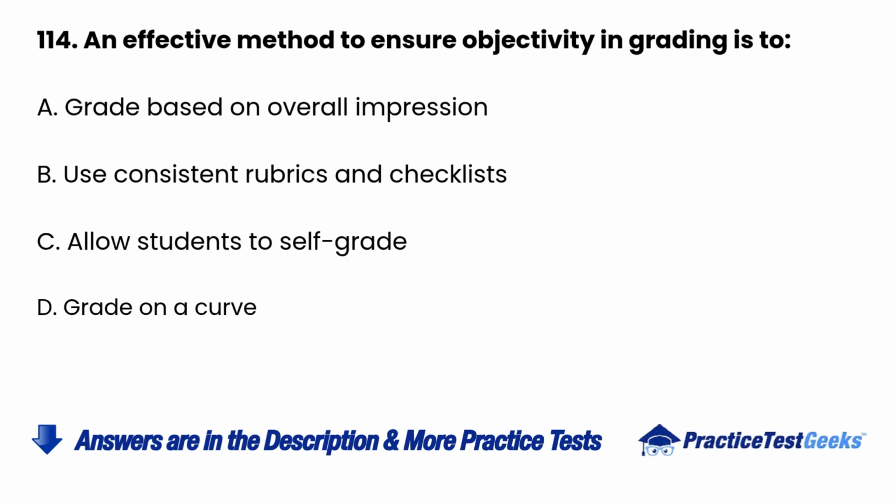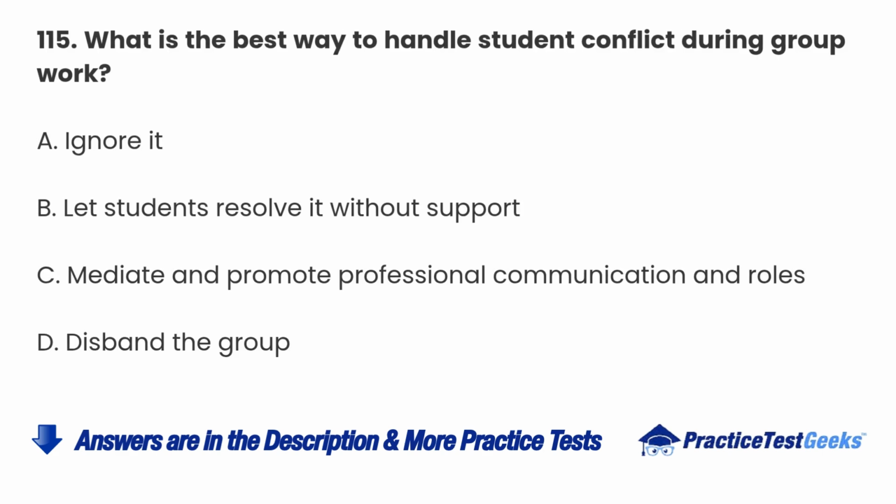114. An effective method to ensure objectivity in grading is to A. Grade based on overall impression. B. Use consistent rubrics and checklists. C. Allow students to self-grade. D. Grade on a curve.